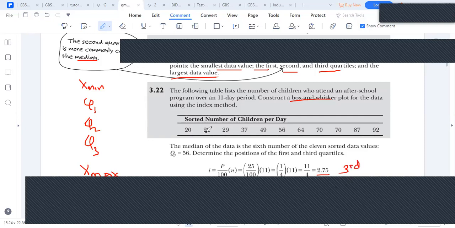So you count 1, 2, 3. This is our Q1. 4, 5, 6, 7, 8, 9. This is our Q3. This one is the minimum value of X. This one is the maximum value of X.